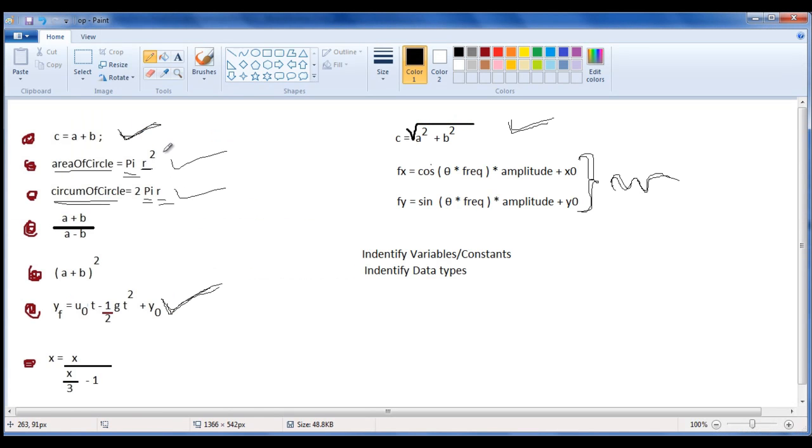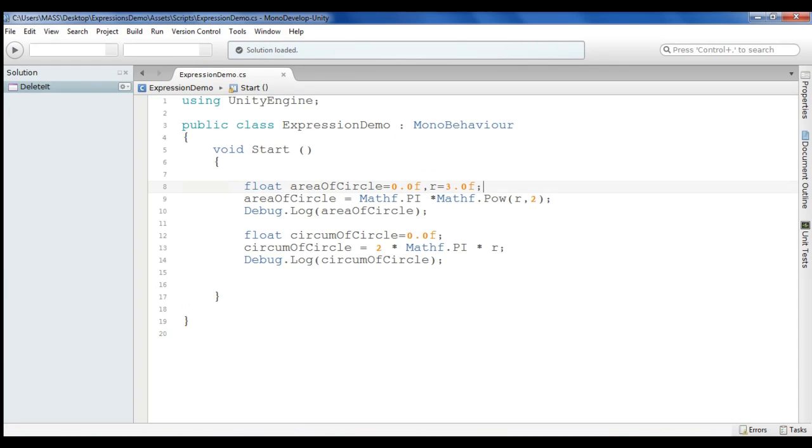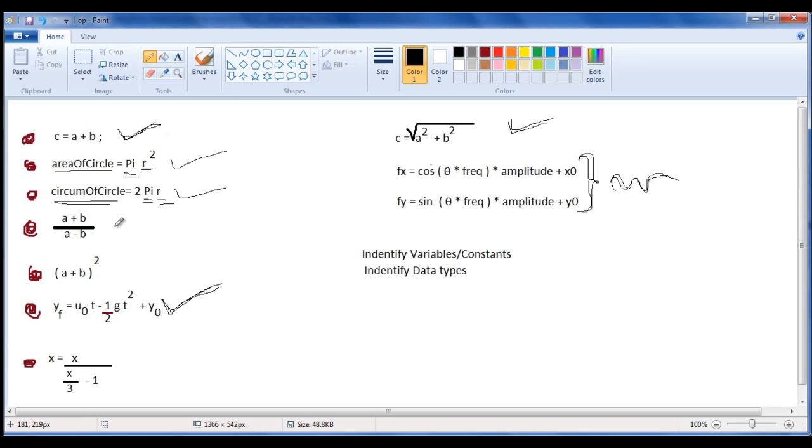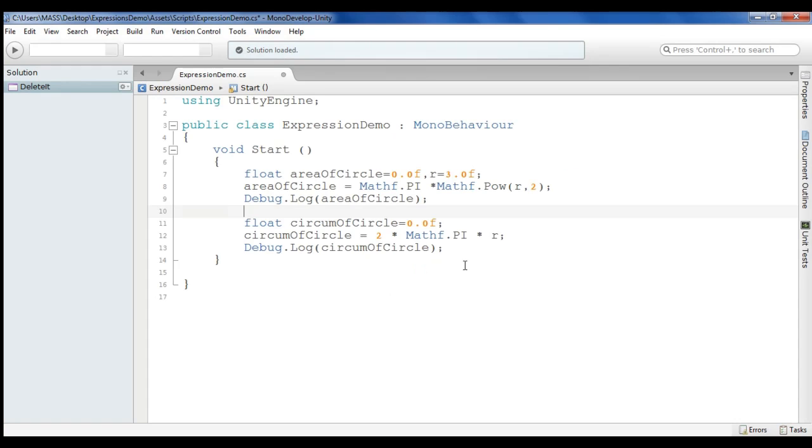You can use the mathematical functions which are already available. This is how you are going to work with it. I hope you understood how we convert the expression. Let us take the next expression, a plus b divided by a minus b. How do you do that?